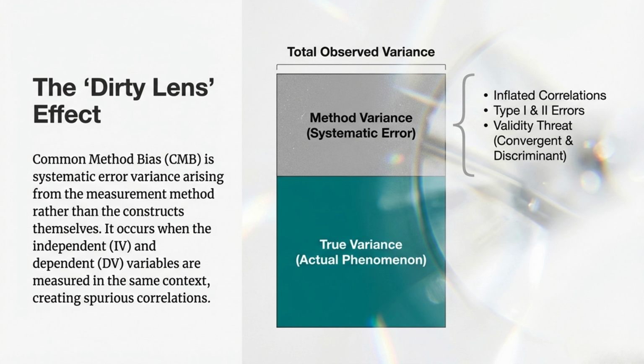Common method bias, CMB, refers to systematic measurement error that arises when data for multiple constructs are collected using the same method from the same source and often at the same time, most commonly through self-reported Likert scale surveys.